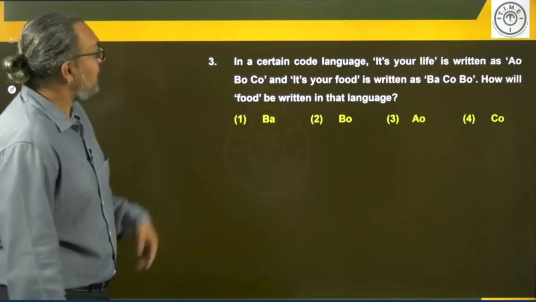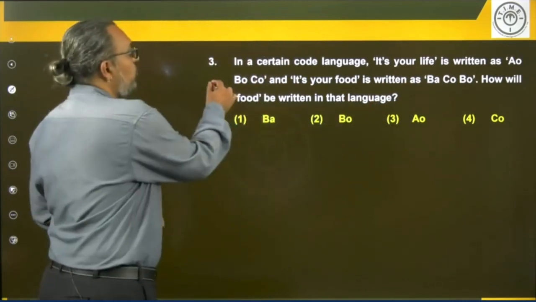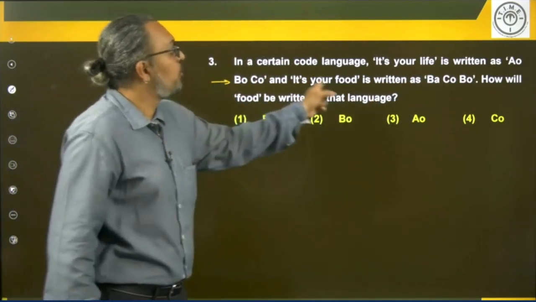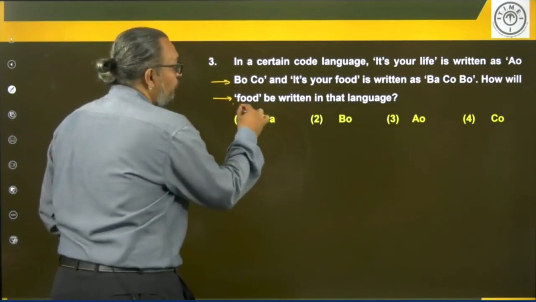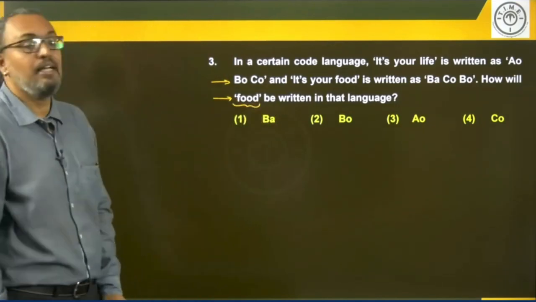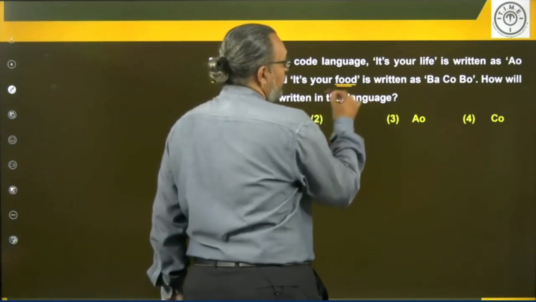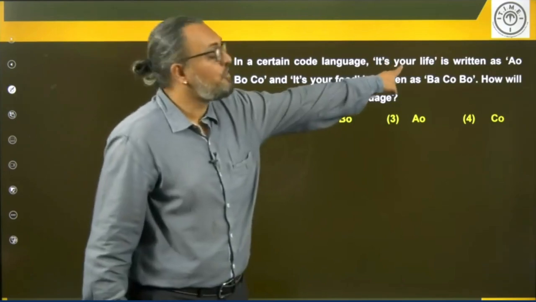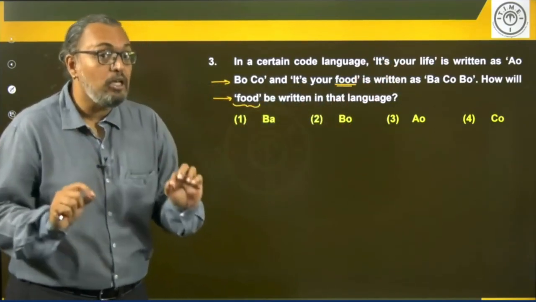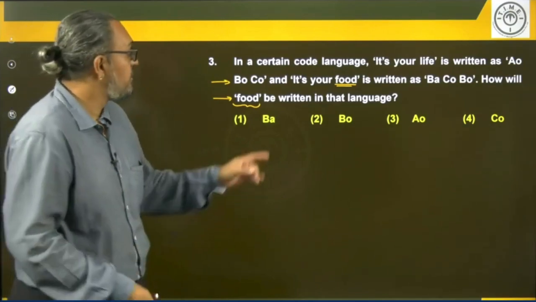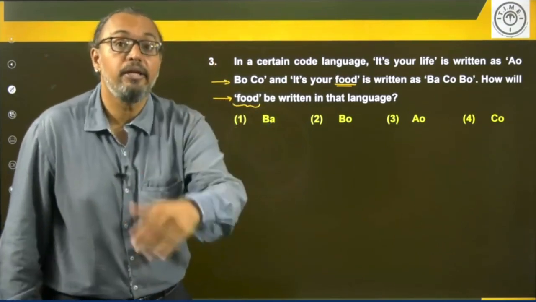Choice 2. Then in a certain code language, it's your life is written as AOBOCO and it's your food is written as BACOBO. Now how will food be written in that language? Now food, where is food? Now food is here. Do I have food here? It's your life? No. So food is not repeated. When food is not repeated, the code also should not be repeated.